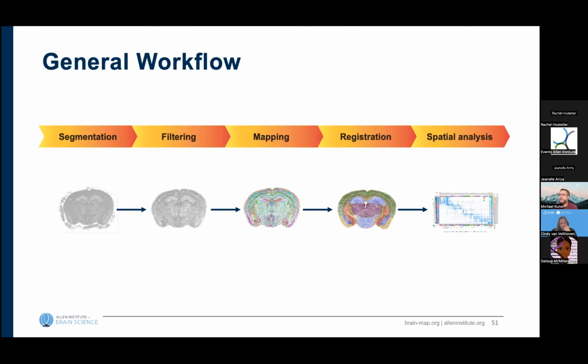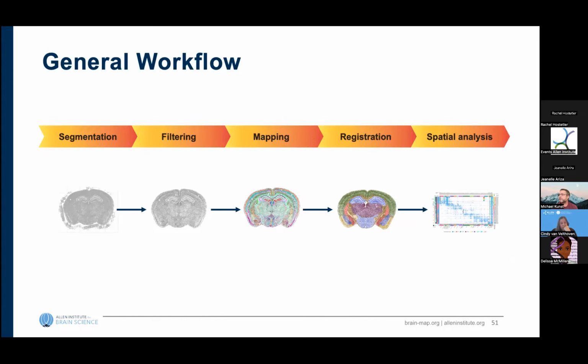Then we do a first broad filtering step to get rid of the low quality cells, or at least the obvious low quality cells. And the next step is to assign each spatial cell its own identity based on its gene expression profile. We do that by mapping it to a reference taxonomy that has been developed using RNA-seq.